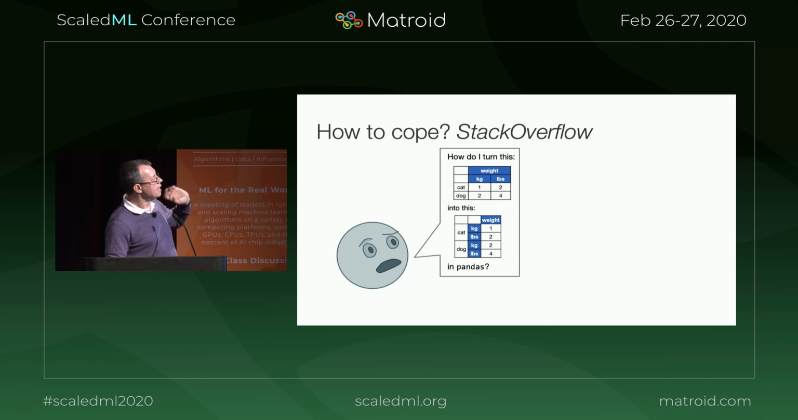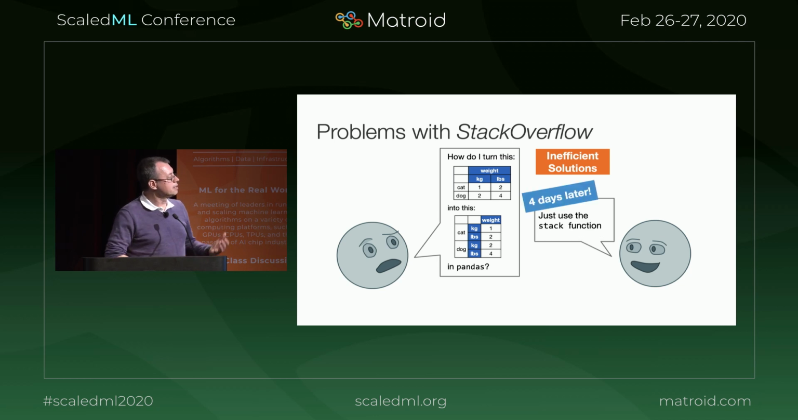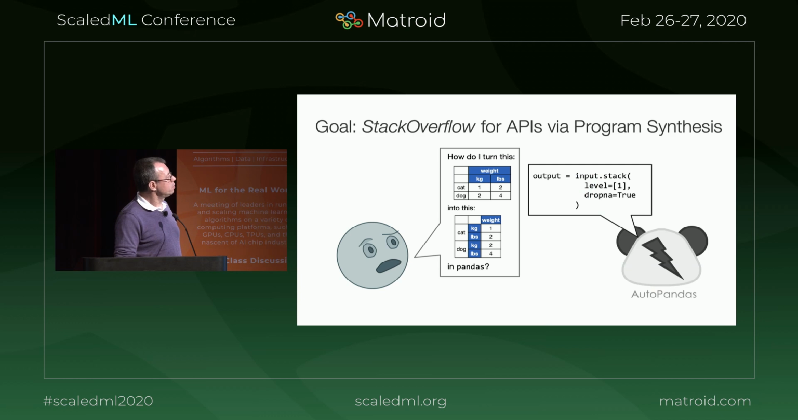On Stack Overflow, you say, this is this Pandas, so I want to turn this kind of data frame into that data frame. How do I do it? And as you know, sometimes you get inefficient solutions, and you don't get the answer right away when you need it. So with AutoPandas, think of it like an automatic Stack Overflow, in which you ask questions about how to do something with a particular API, and you get a snippet of code to do that thing, hopefully very fast. That's a vision. We are not there, but that's the vision.